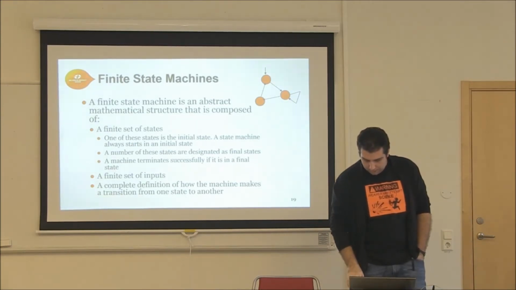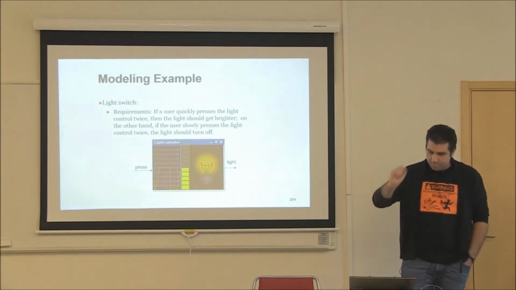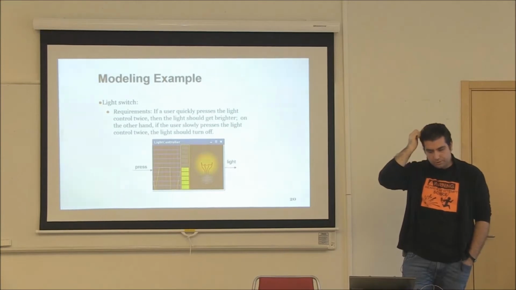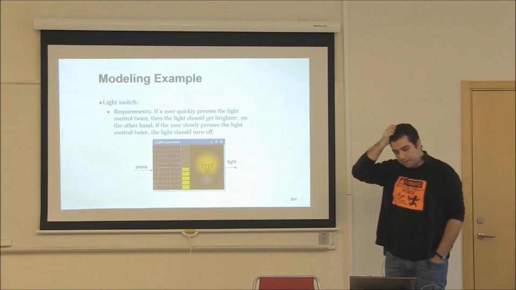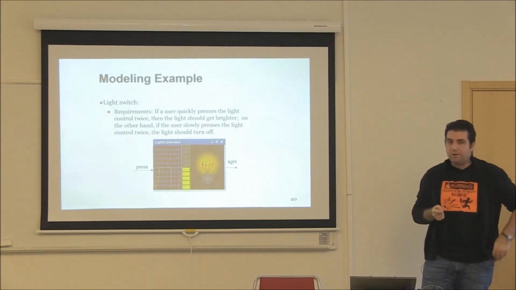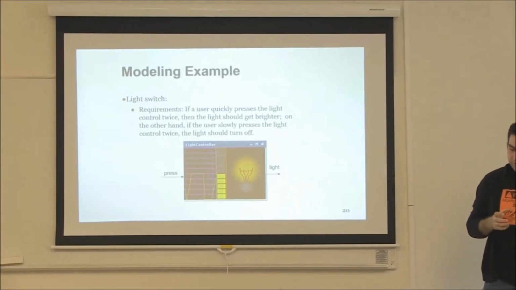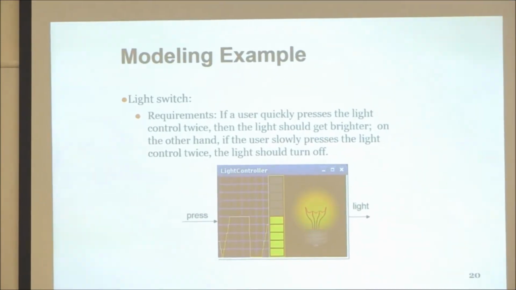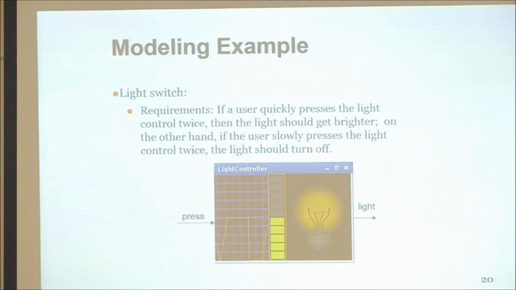But this is, I think, too much theory, so let's go for some examples. I have here a requirement of a light switch. If a user quickly presses the light control twice, then the light should get brighter. On the other hand, if the user slowly presses the light control twice, the light should turn off.